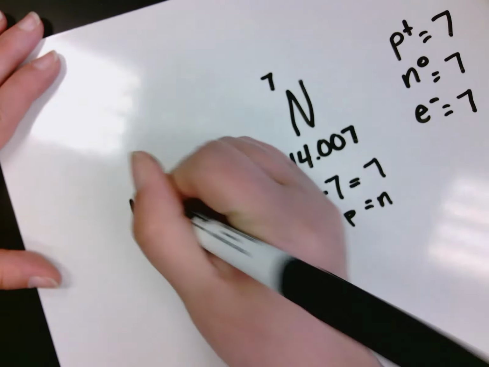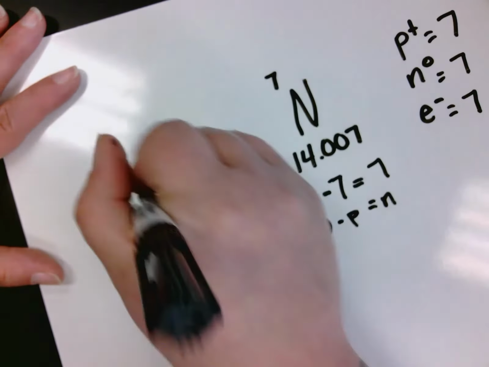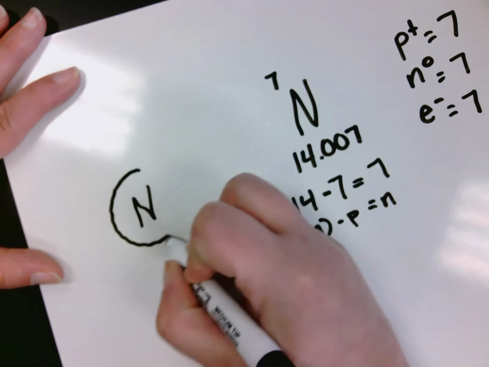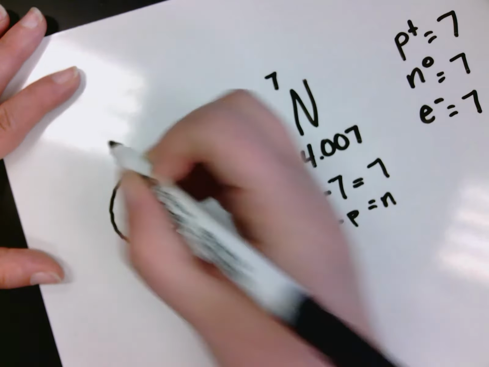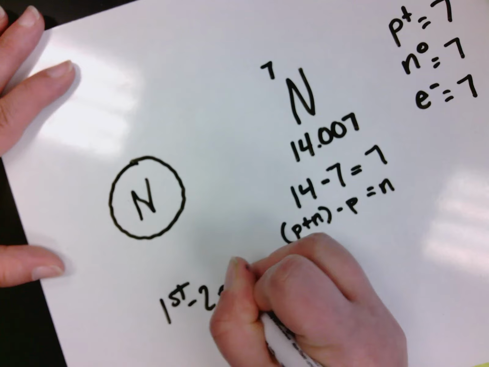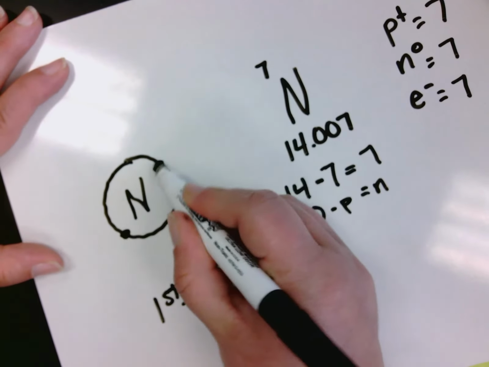So I'm going to put nitrogen in the middle right there. And Bohr models show us how many electrons that element has and where they're at. And so we draw electron orbital shells around it. The first electron orbital shell can hold 2 electrons. So we know that nitrogen has 7, so I'm going to put the first 2 on this shell.